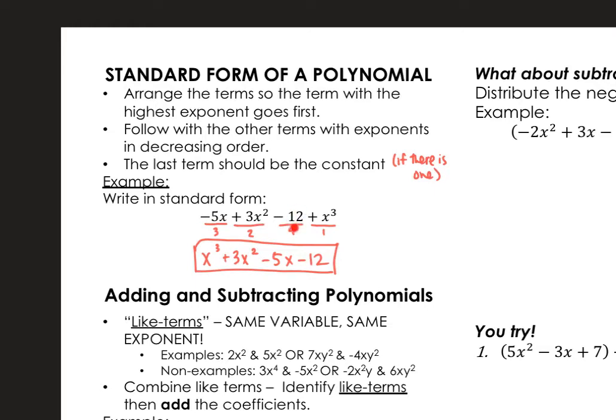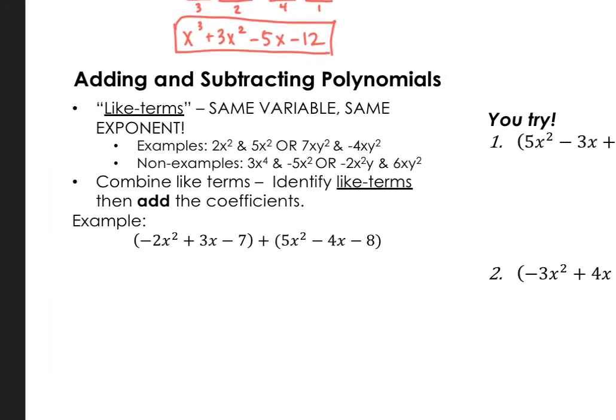So for instance, this term isn't just 12, it's actually negative 12. So when you write it in standard form, you need to make sure you write minus 12. All right, the next section, we're talking about adding and subtracting polynomials.